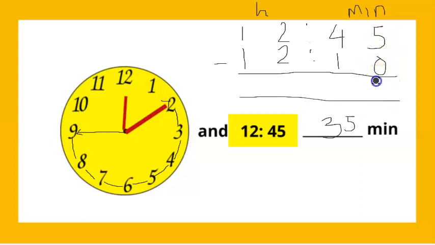5 minus 0 is 5. 4 minus 1 is 3. And 2 minus 2 is 0. 1 minus 1 is 0. So I have 35 minutes. That's how I got my answer.